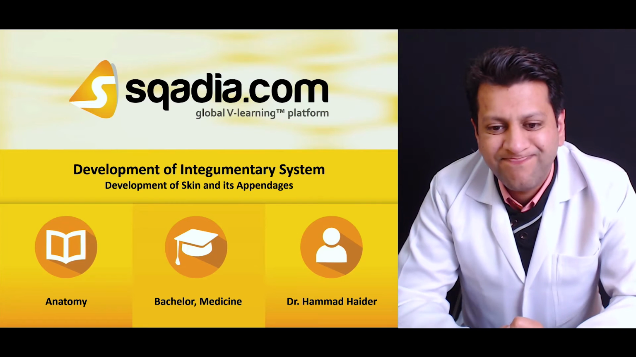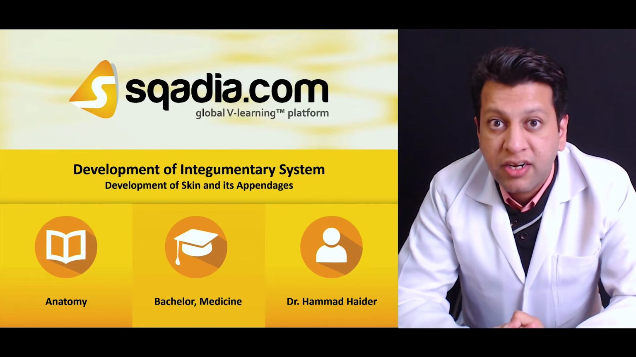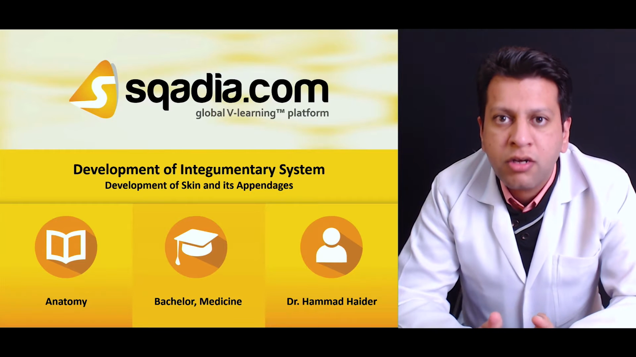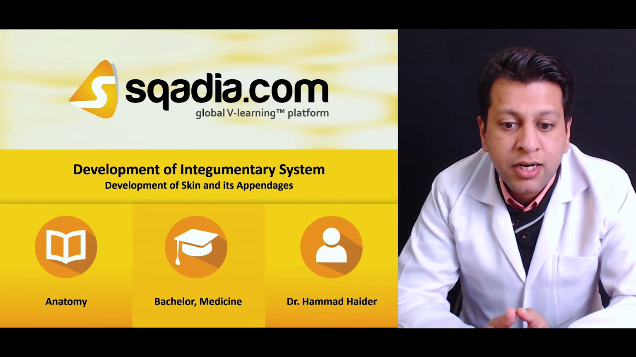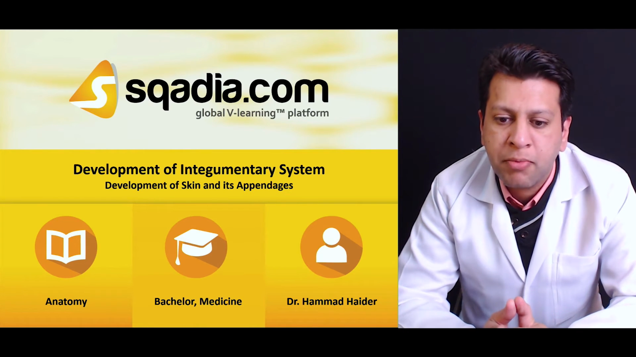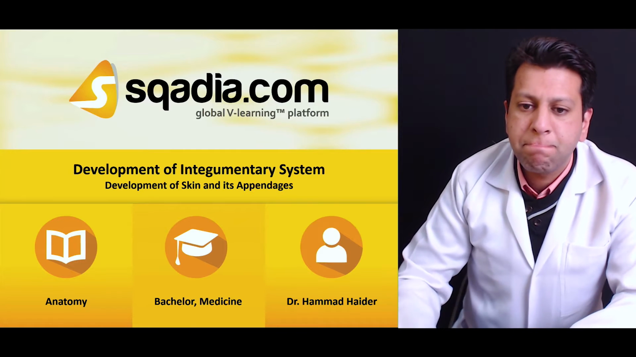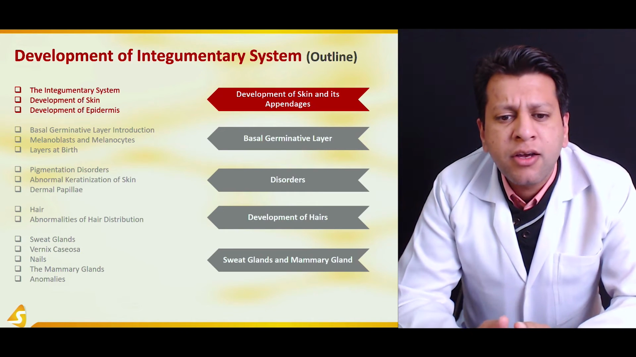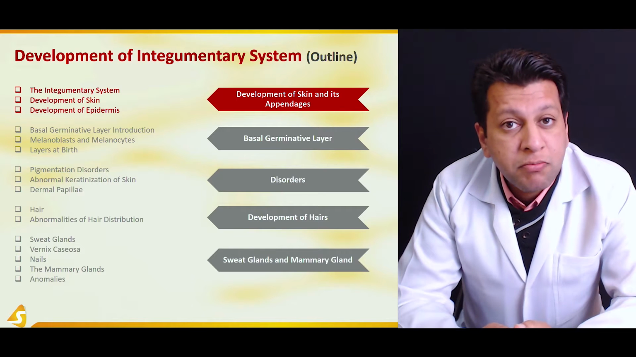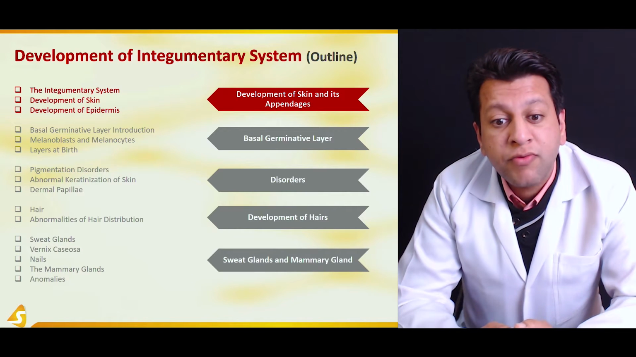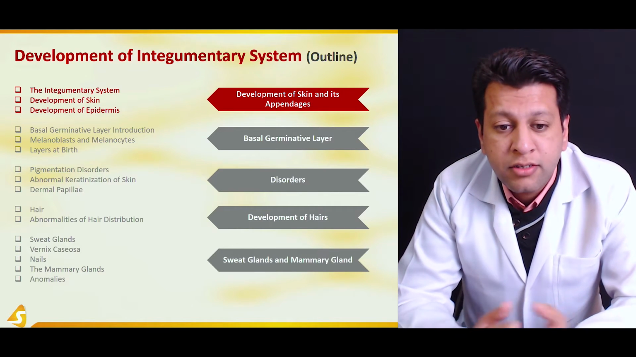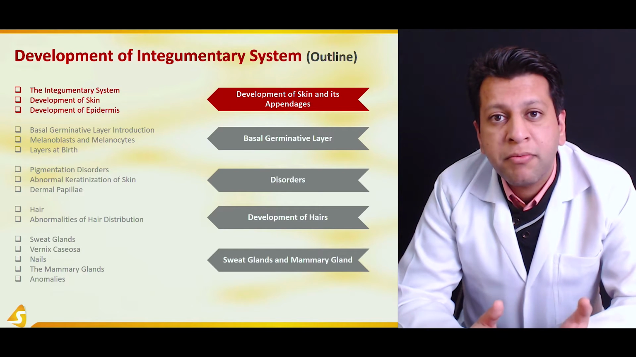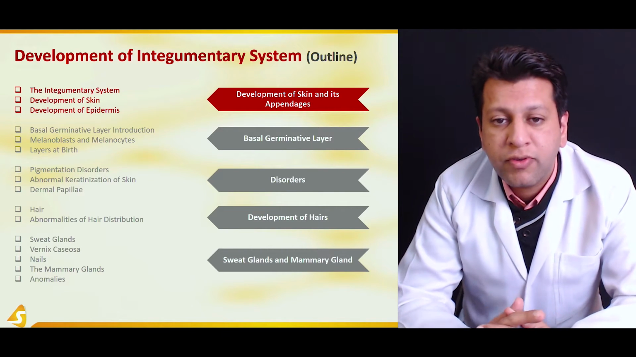Hello everyone. Today the topic of our discussion is development of the integumentary system, and we are on section 1 of this lecture, that is the development of skin and its appendages. In this lecture section, we will be discussing the integumentary system and how it is formed, the development of skin in all its layers, and how it is developed from the epidermis, and the development of the epidermis, how it takes place along with other structures.